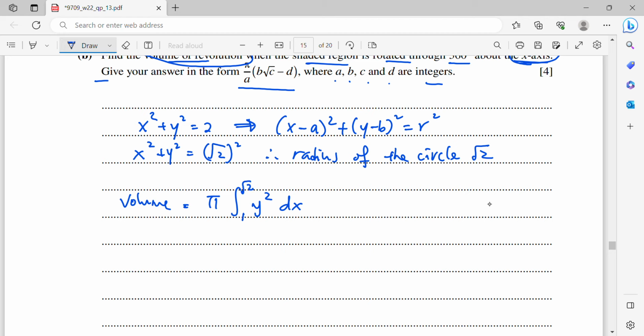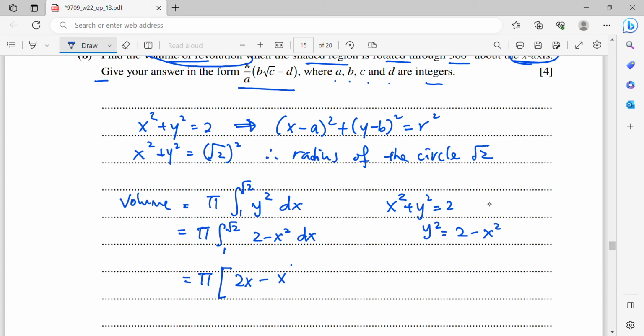Okay, so now to get y squared, x squared plus y squared is 2, because this is a circle equation. So from here, my y squared is going to be 2 minus x squared. So now replace the y squared by 2 minus x squared. So now when we integrate, integrate 2 is going to be 2x. Integrate x squared, it will be x cubed over 3. Then limits from 1 to square root 2.